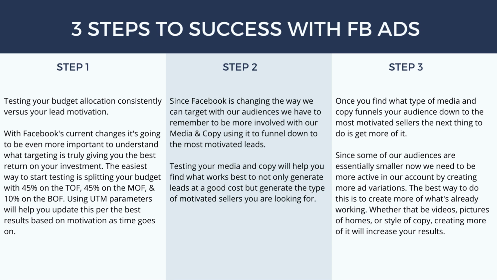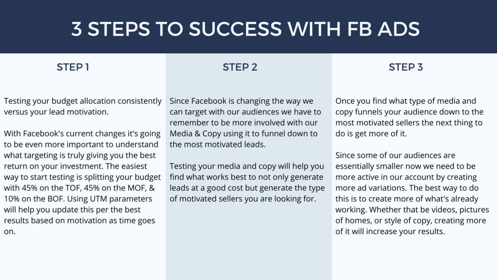Now, step 3 follows right on the tail of step 2. So once you find out what type of media has been working best to give you the best motivation and filter out the type of motivation you don't want, then you need more of it. Because our audiences are larger, but essentially the targeted and more motivated audience is actually smaller, we need to be better at changing out our media. So we need to be constantly adding more media in there.